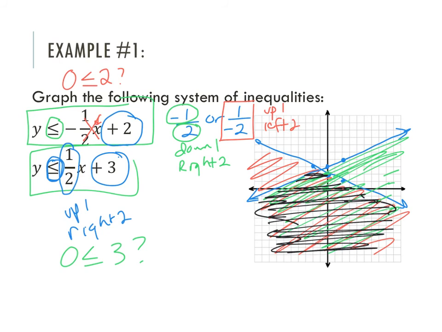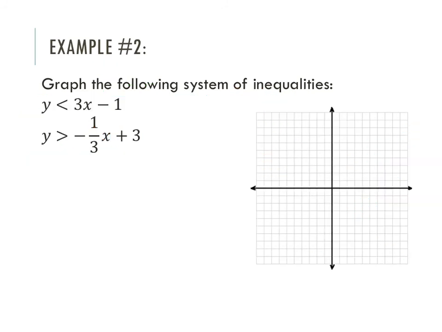And so the systems of inequalities, again, are just 2 or more inequalities that you have to graph each individually, and then their overlapping region will then be the solution. So take a moment, see if you can try this one on your own, and then we'll go over this in a few seconds. Good luck.